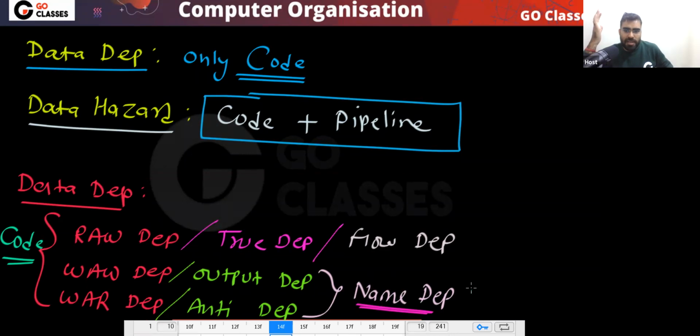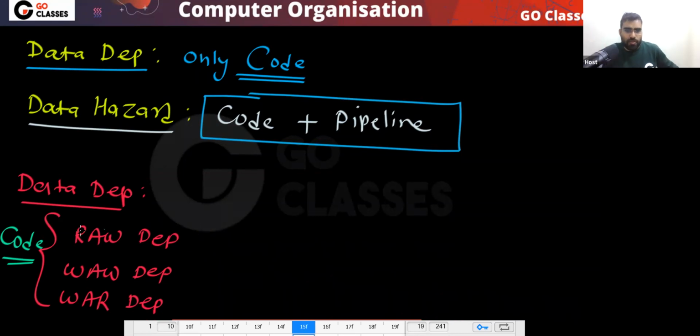So these are name dependencies. You can also call them false dependencies. Okay, these are false dependencies. Now you tell me another point. A simple point I'm asking.